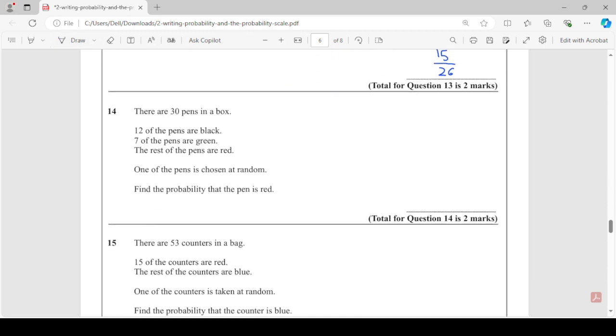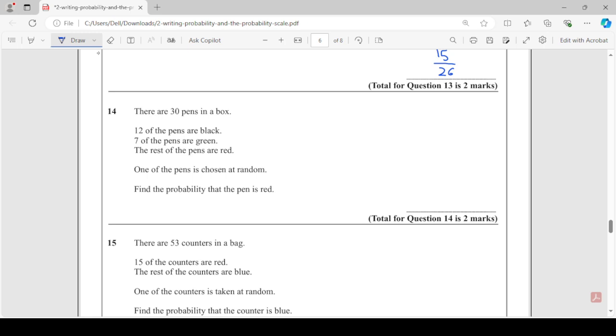Question number 14. There are 30 pens in a box. 12 of the pens are black, 7 of the pens are green, the rest of the pens are red. One of the pens is chosen at random. Find the probability the pen is red.